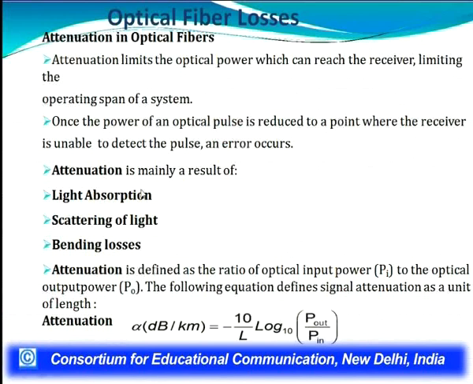Attenuation is mainly the result of light absorption, scattering of the light, and bending losses. Attenuation is defined as a ratio of the optical input power to the optical output power. The following equation defines the signal attenuation per unit length. Previously we defined that alpha, the attenuation coefficient, in units of dB per km, is equal to minus 10 by L log base 10 of P output over P input, the input power and the output power.